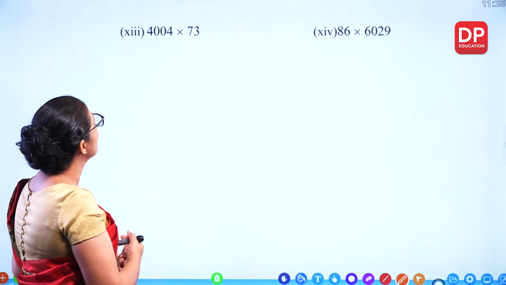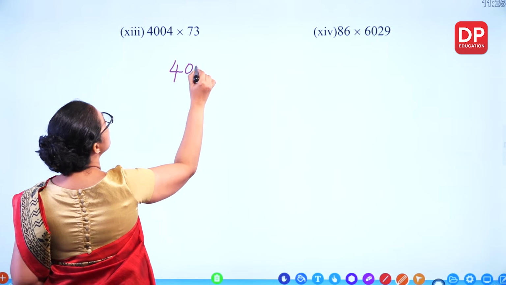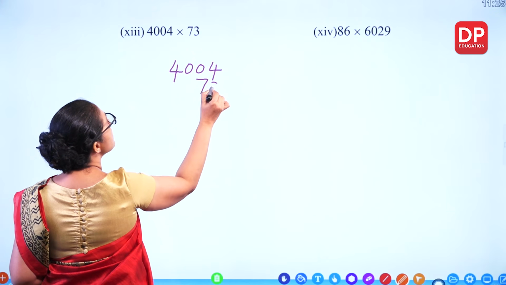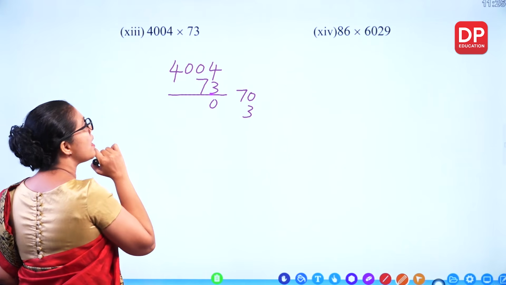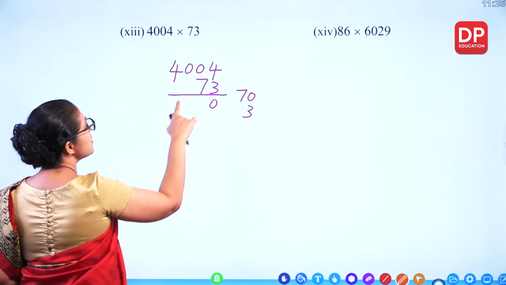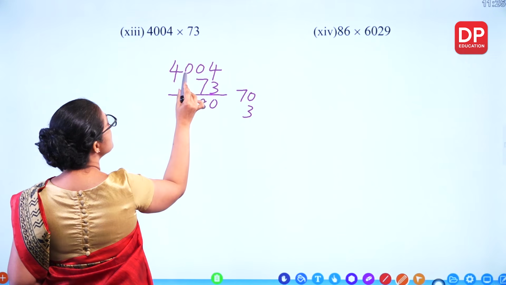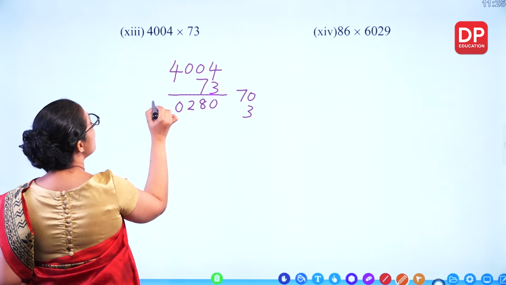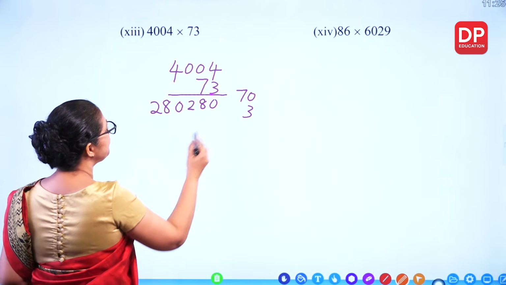Multiplied by 73. So I'll write 4004 multiplied by 73. 70 and 3. Put a 0 and multiply by 7. 7 times 4, 28. 7 times 0, 0. 7 times 4, 28. Then multiply by 3.